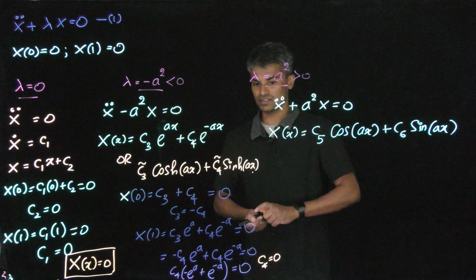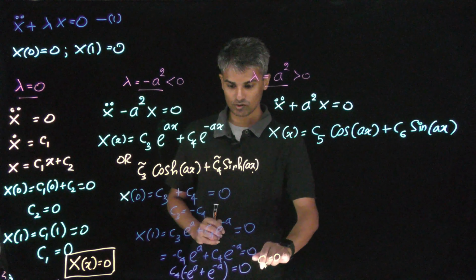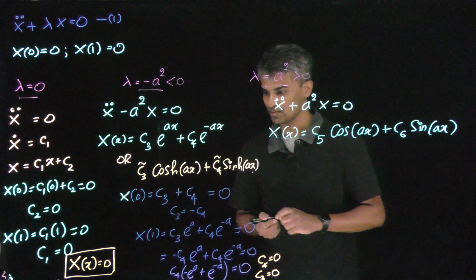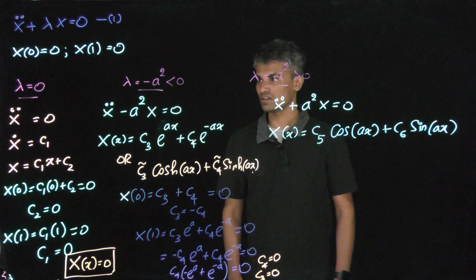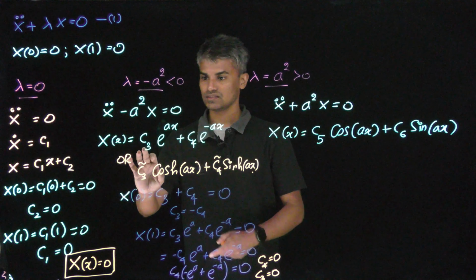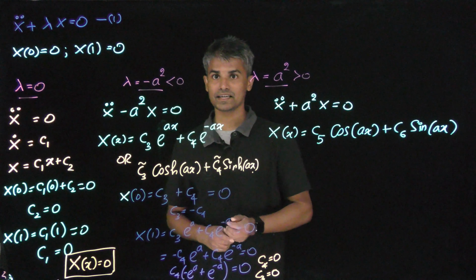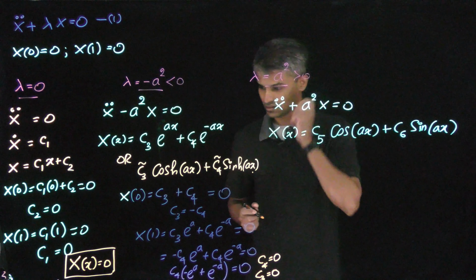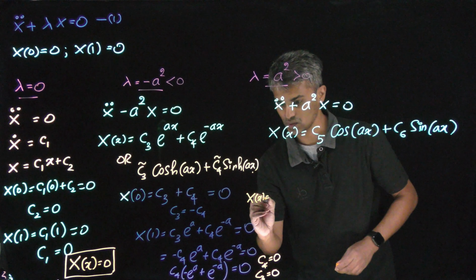Okay. Again, since C4 equals 0, then C3 must be 0 as well, because C3 equals negative C4. Now if we go back to our solution big X of x, C3 is 0, C4 is 0, therefore this function is identically equal to 0. Okay, so now let me write it here, big X of x equals 0.